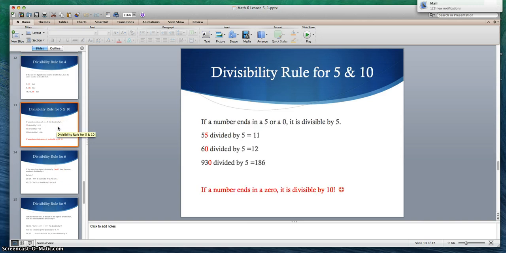This one's easy. So the divisibility rules for 5 and 10. If a number ends in a 5 or a 0, it is divisible by 5. So 55, 60, 930, they all end in a 5 or a 0. So all those numbers are divisible by 5. If a number ends in a 0, then it is divisible by 10.